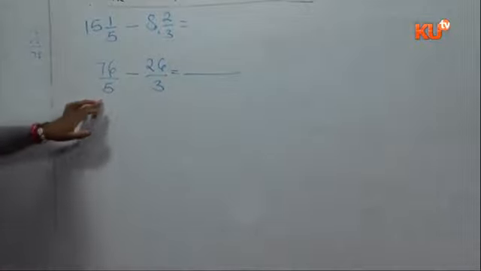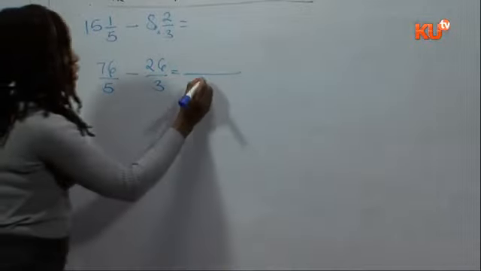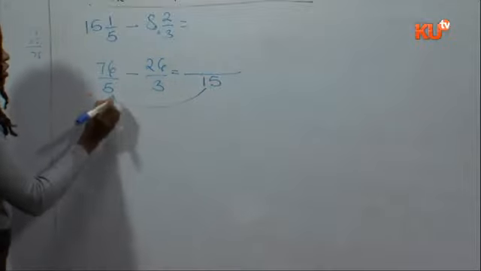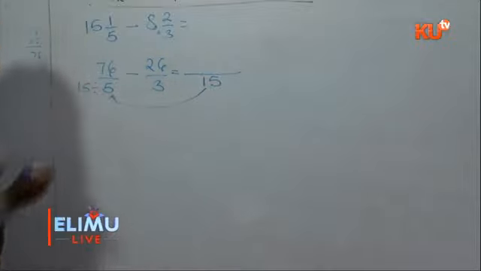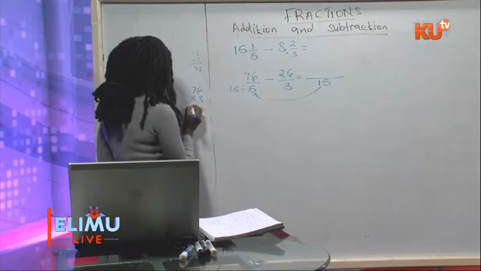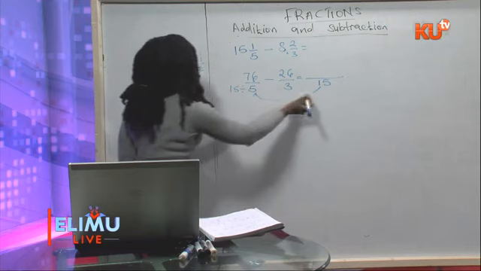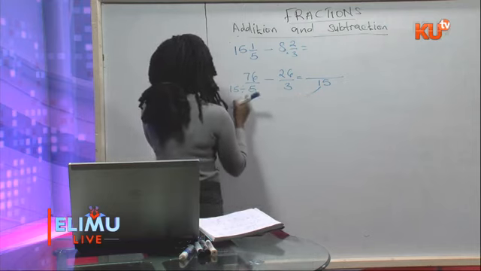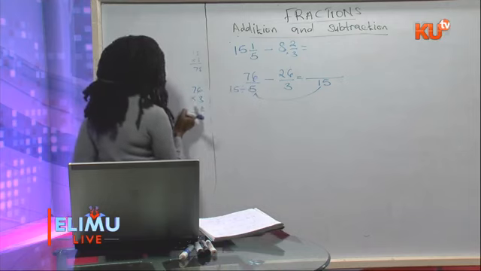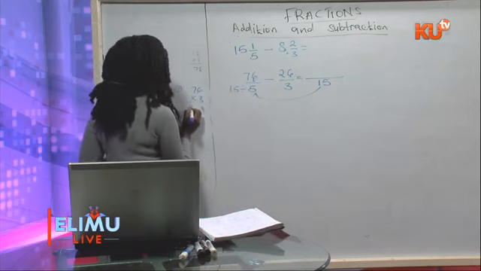So the LCM of 5 and 3 is 15. Then we take 15, divide by 5, we get 3, then 76 times 3. 15 divided by 5 is 3. 76 times 3, 18 carry 1. This is 21, 22.